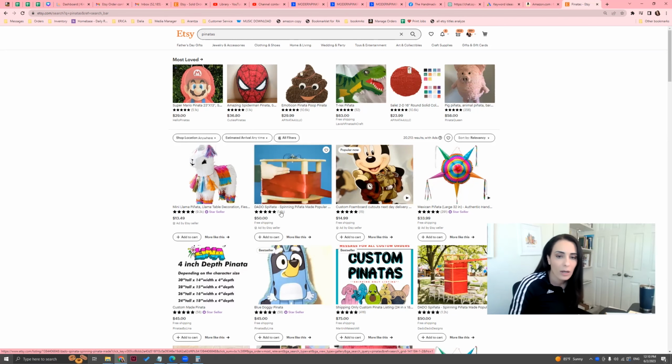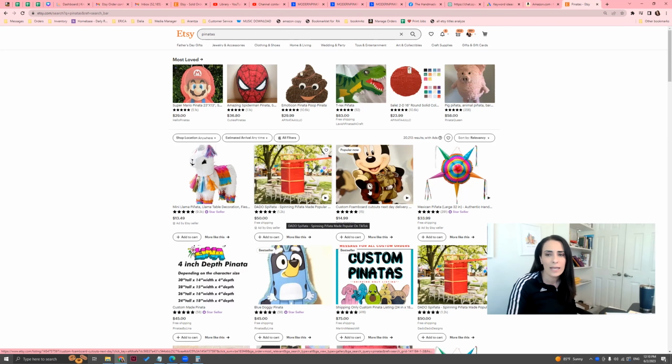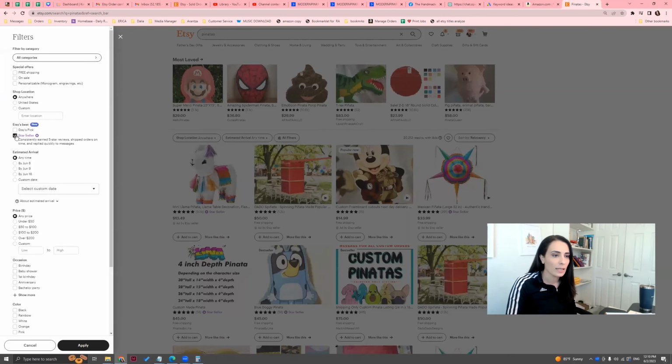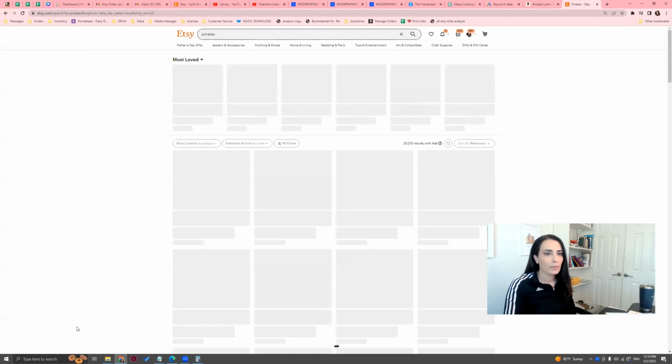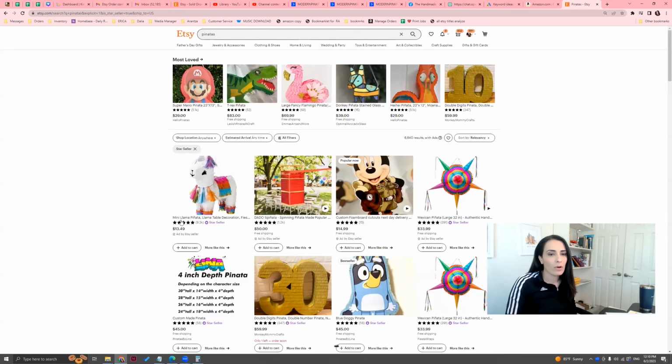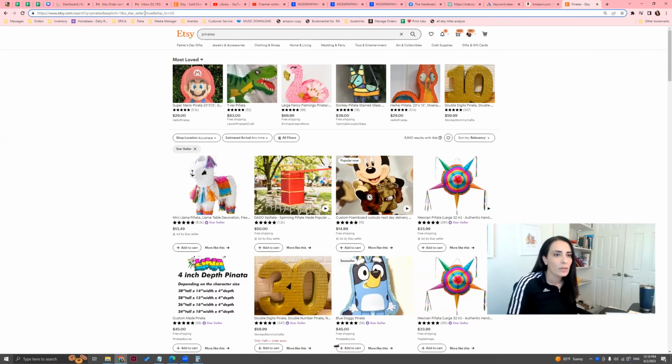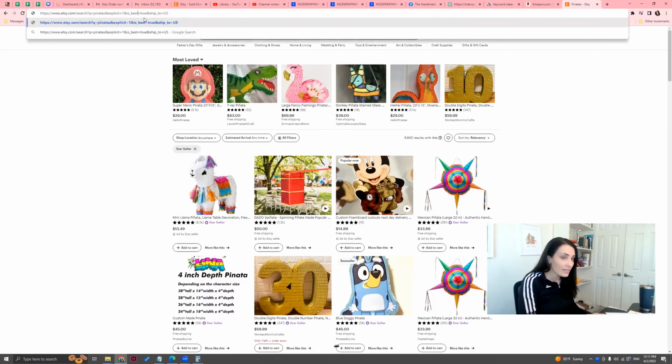Etsy changes their code very often, but nonetheless, you're going to go to filters, okay? You're going to hit star seller. You're going to hit apply, okay? So here we are. We have all star sellers. However, you're going to go up here. See this little URL bar here? You see the word star seller? Star_seller? You're going to delete it and write best_seller.